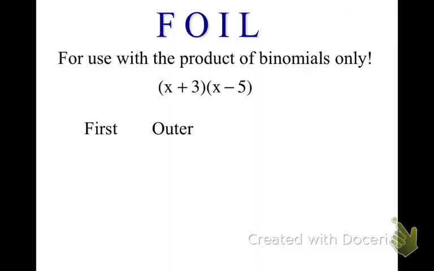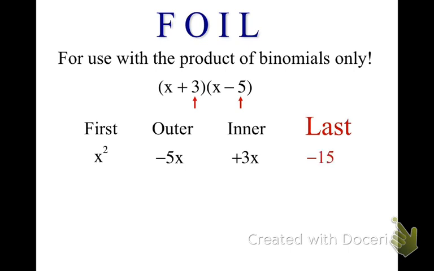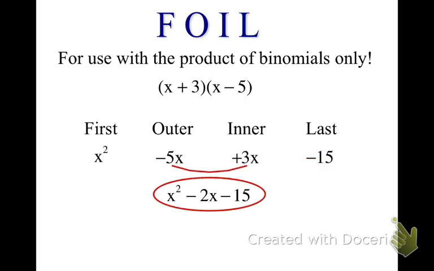So just make sure that you get all of the first terms, again, are the x times x. We get x squared. The last are the 3 times negative 5. The outside, or the outer side of both binomials, the farthest two, and the inside are the two that are touching. So the first multiply to x squared. The outer make negative 5x. The inner make plus 3x. And the last make negative 15. Simplify, we get x squared minus 2x minus 15.